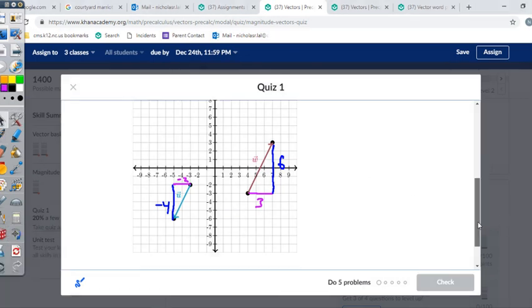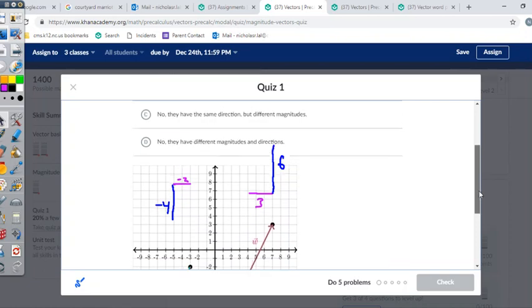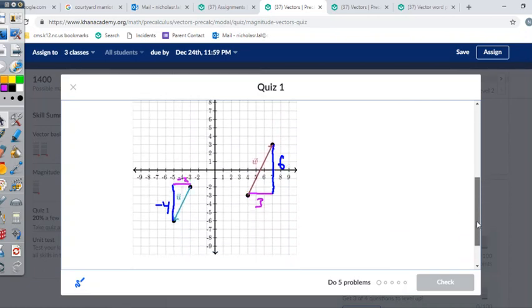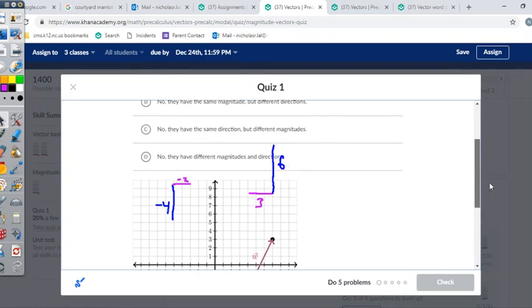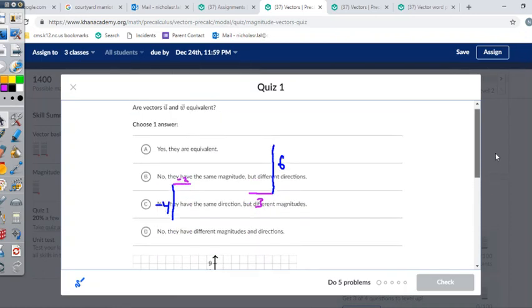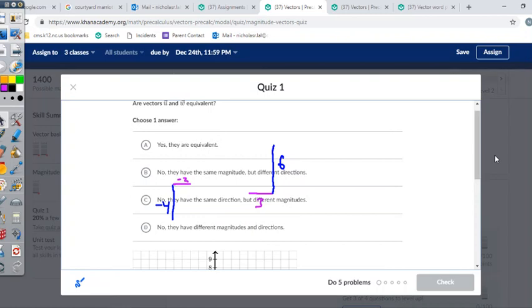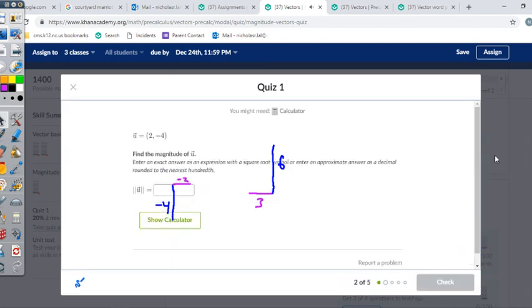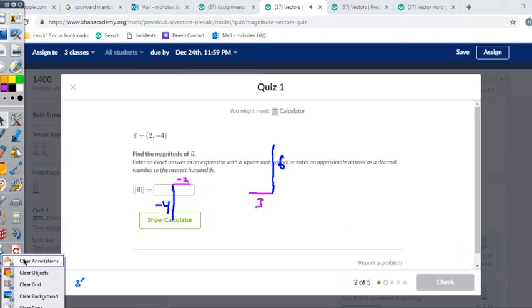So let's check this out. They have different magnitudes and directions because their magnitudes are different and their directions are different. So we got that one right. Let's move on to the next question.